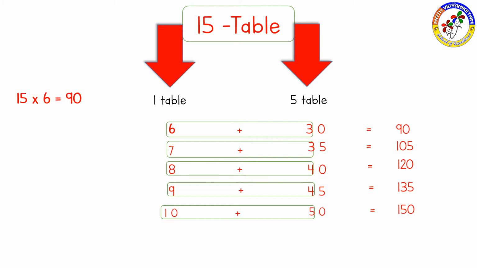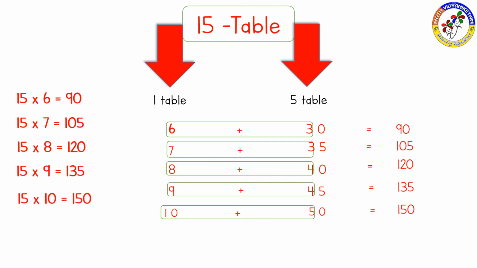So here is the 15th table from the 6th step. 15 6 are 90. 15 7 are 105. 15 8 are 120. 15 9 are 135. 15 10 are 150. Is it clear?